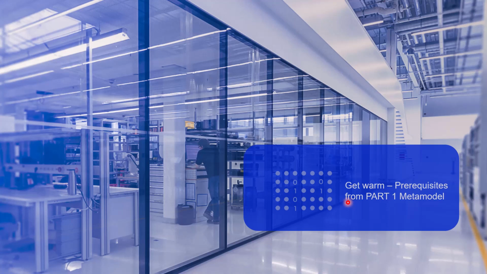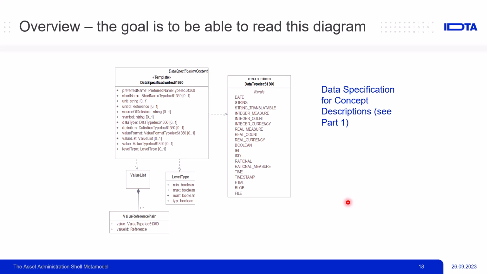Okay, so I assume you had a look at the tutorial of part 1. It might be some days or weeks since you had a look at it. I will repeat the most important concepts that are relevant to understand specification 3A. And okay, this is what 3A is about. This is not a very large specification. It's about these 5 classes only. It's mainly about this class. This is data specification IEC61360.